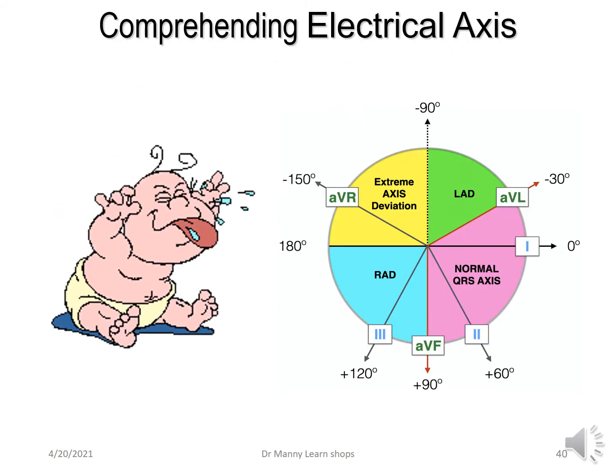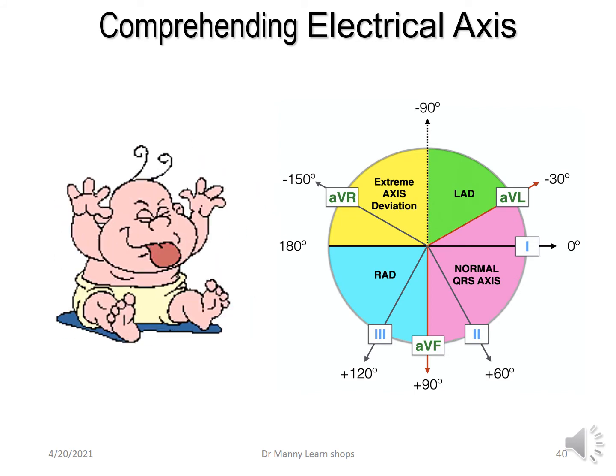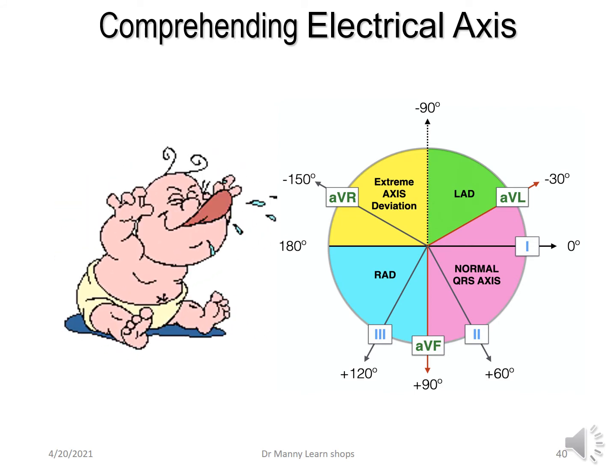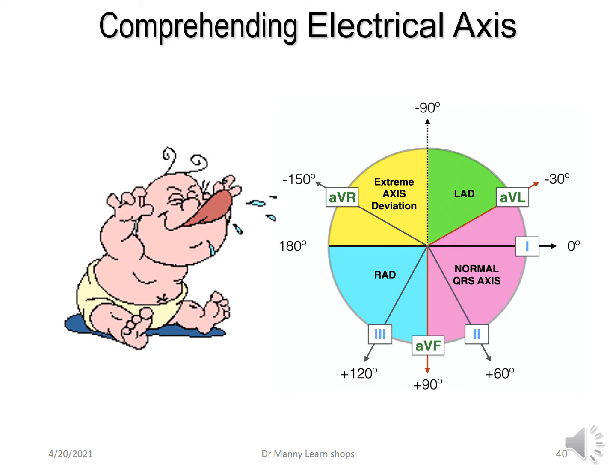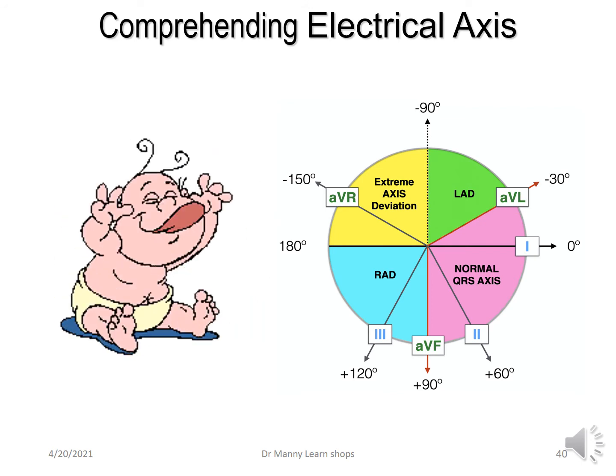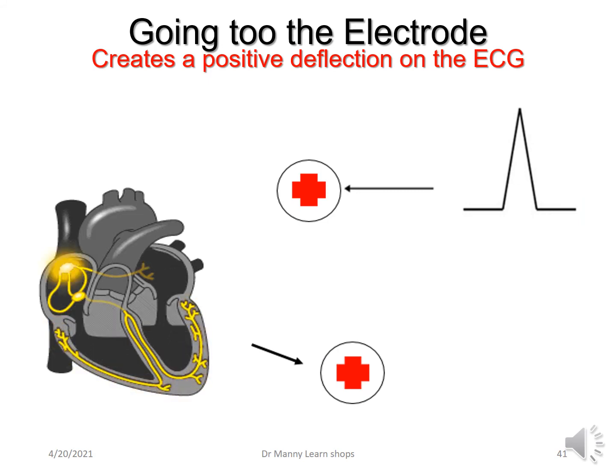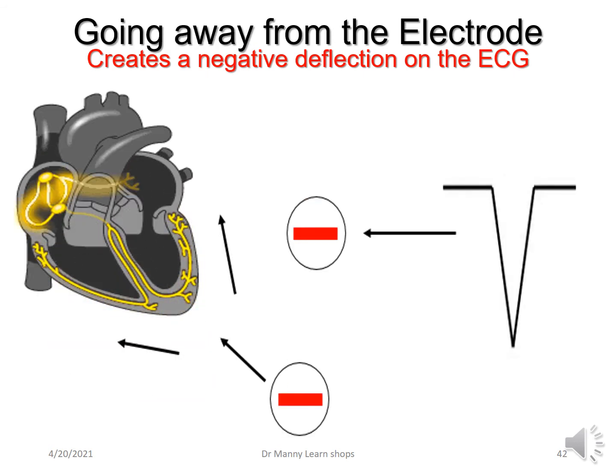Now, if we take it a step further, we're going to look at electrical axis. And depending on the population, meaning that you're newborn, young infant child, older child, adolescent or adult, the electrical axis changes. So let's comprehend, first of all, that if an electrical current goes towards an electrode, it will create a positive deflection on the ECG. If the current is going away from the electrode, it creates a negative deflection on the ECG.